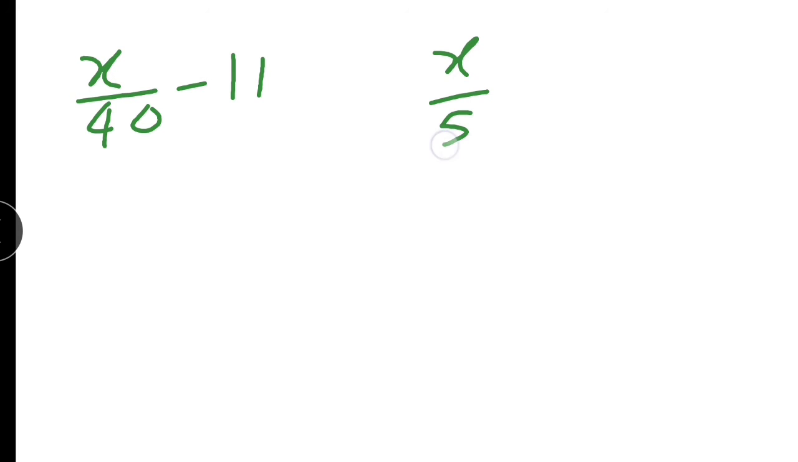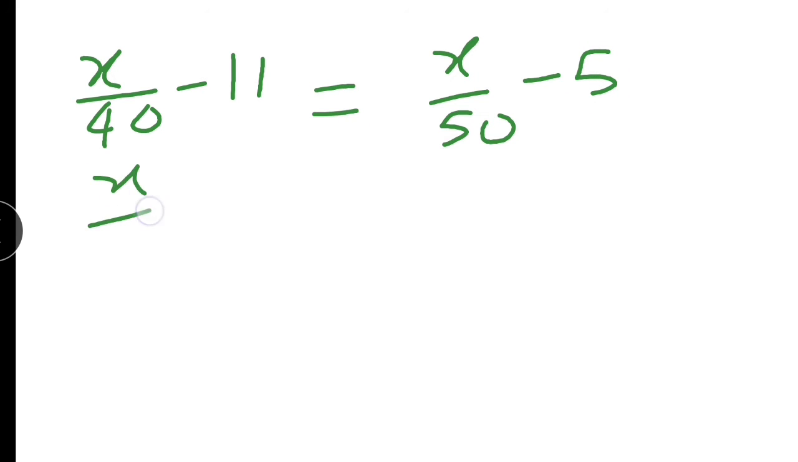Let's equate the times in two situations. In the first situation, the time is x by 40, but here 11 minutes late, so minus 11. In the second situation, the time is x by 50. In this case also the time is late, so minus 5. So now the two times are equal.